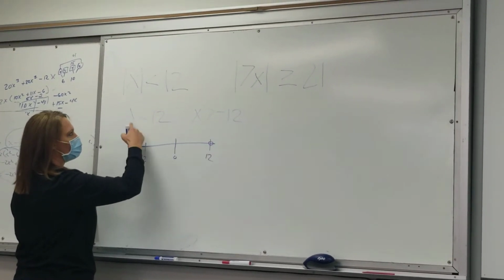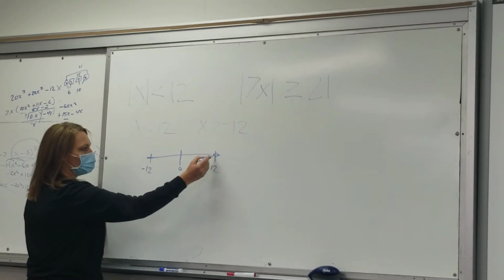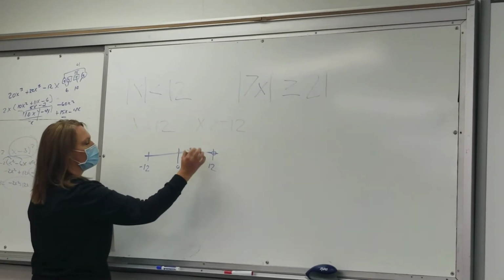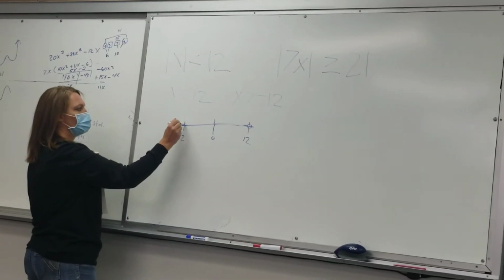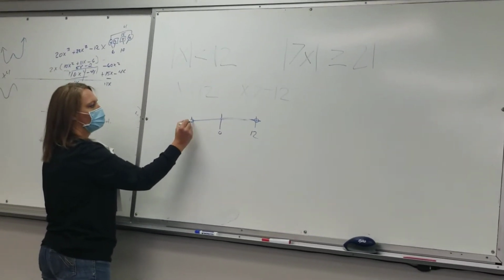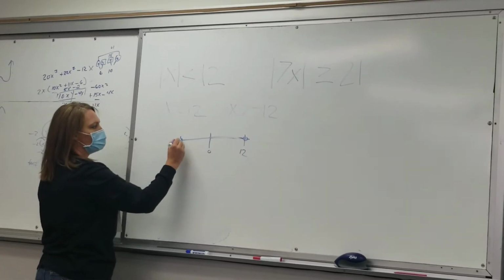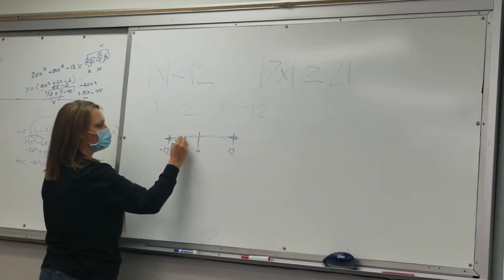And which way is this one going? X is less than 12. It's going to the left, right? X is greater than negative 12. So what am I going to do over here? Open circle. And greater than, everything greater than negative 12 is this way.